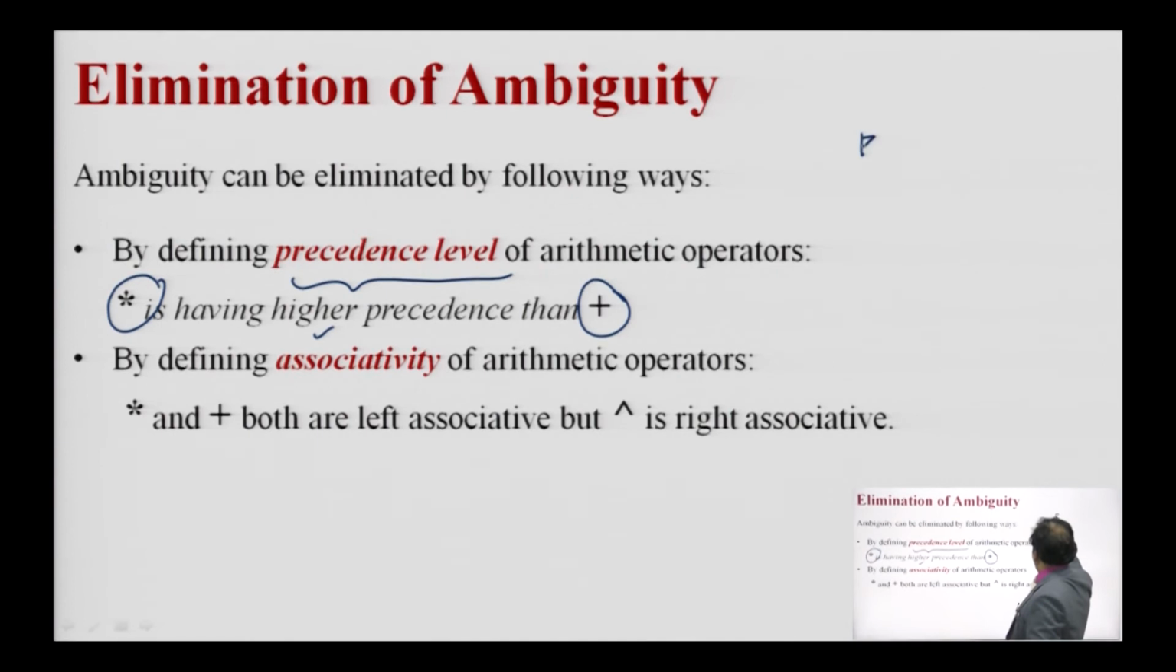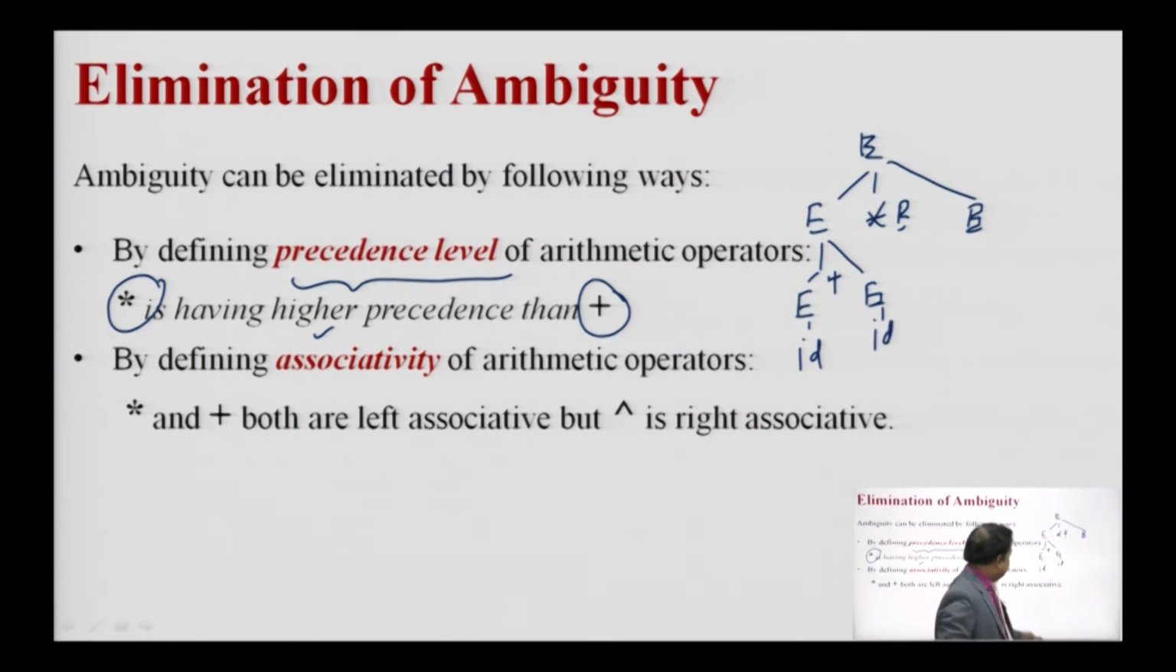Suppose I derive the parse tree of this: E derives E star E, then E derives ID, E derives E plus E, then ID, then ID. So, here we see that the precedence of plus is higher.